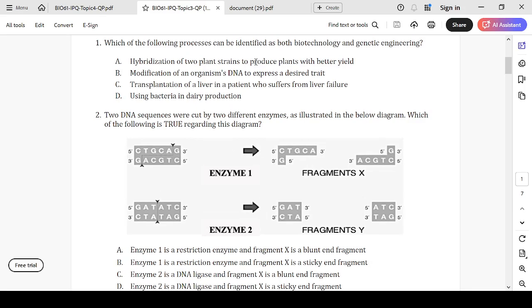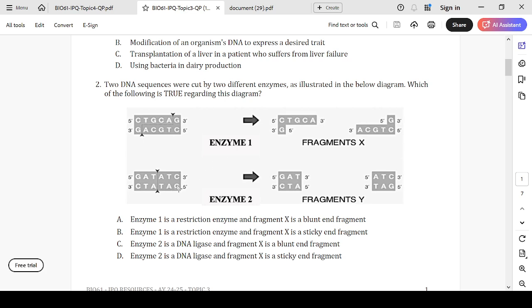They ask which of the following processes can be identified in both biotechnology and genetic engineering. What is the idea, guys? Modification of an organism to express a desired trait. Both biotechnology and genetic engineering. The idea, guys, is manipulating the organism, manipulating DNA in order to obtain a desired trait. This is the idea. So this is a high level question, guys. I have the normal question I will show you, but this is for you if you understand this.